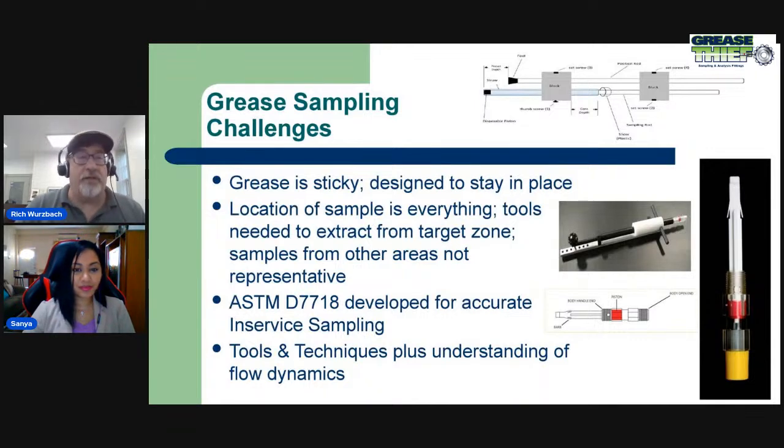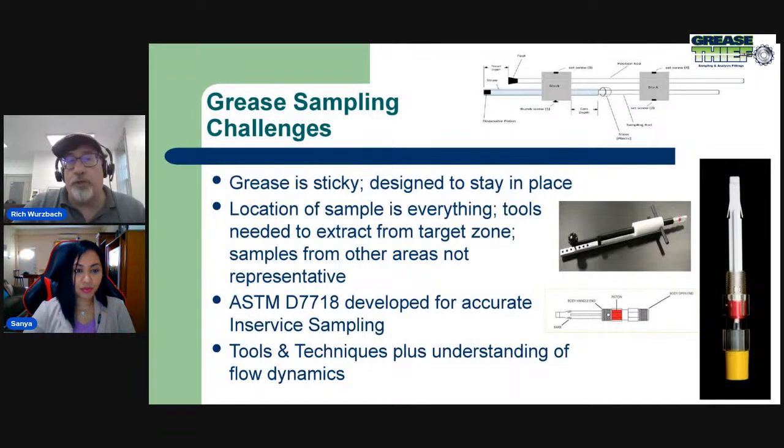And we've talked about this, and so I won't dive too deeply into it now because we've talked about it in some of our previous presentations. But number one, grease is sticky. It's designed to stay in place. The location of the sample within the housing, within the bearing, or if it's gears we're talking about, near the gears, that's everything. And the tools have to be able to extract from that target zone, not deliver grease from other areas, not new grease on its way in, not grease that gets put into the bearing and pushed off to the side and never really becomes part of the wear process or representative of the contaminants or whatever. We got to be in that live zone.